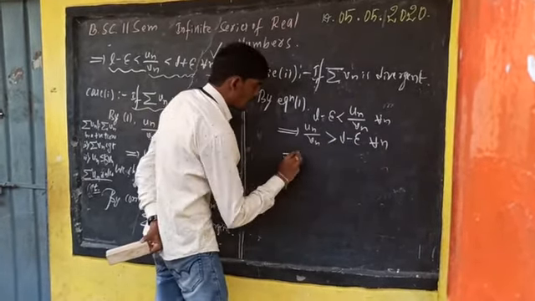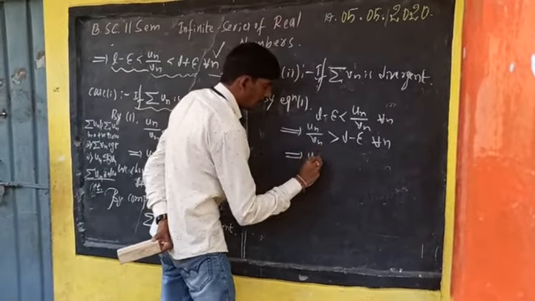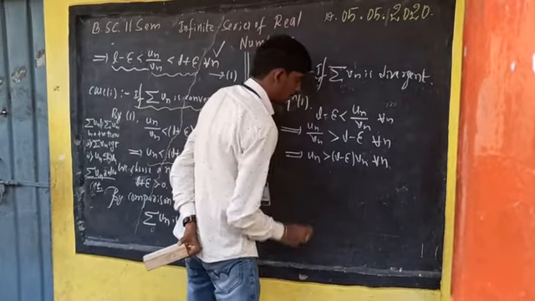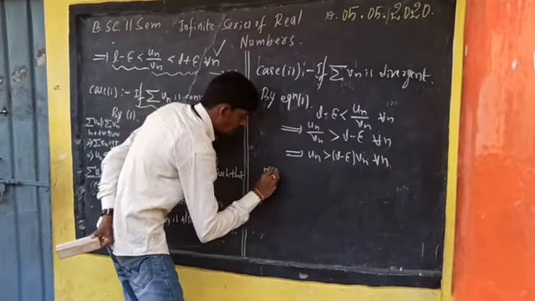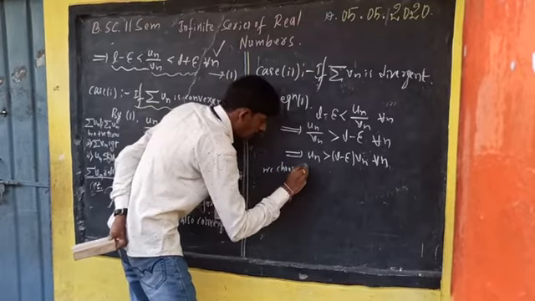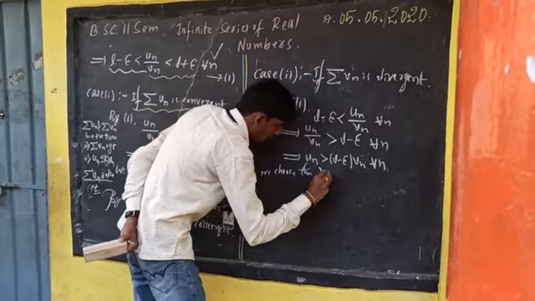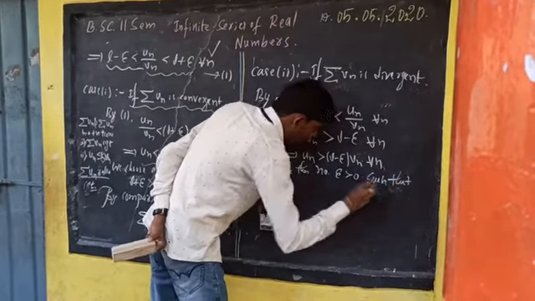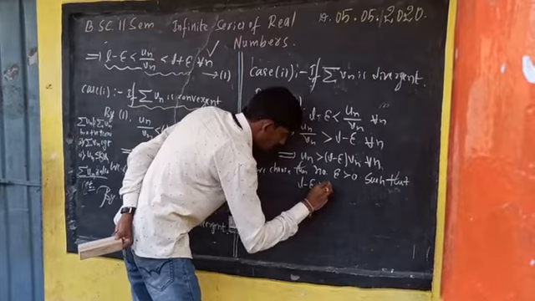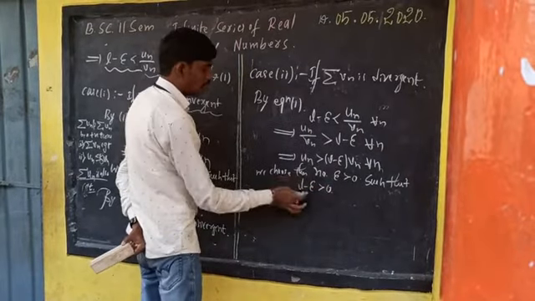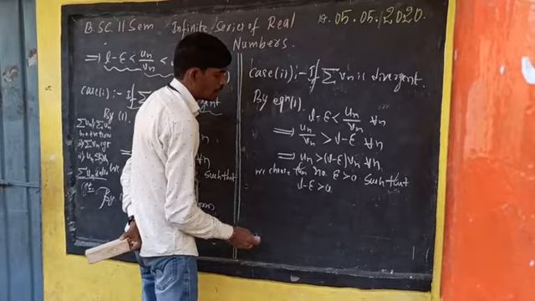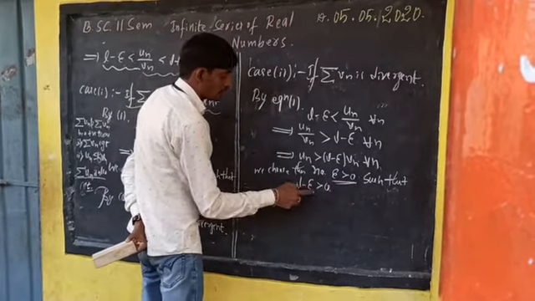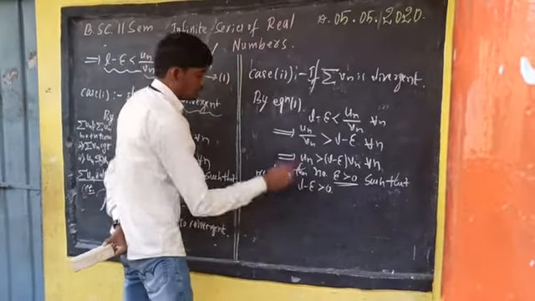The next step, cross multiplication of this quantity: un is greater than L minus epsilon into vn for all n. Next, we choose the number epsilon greater than 0 such that L minus epsilon is greater than 0. Already L is positive, and epsilon is also a positive number, but you choose it the indirect way. Sufficiently small, you have to choose the number such that L minus epsilon is greater than 0.